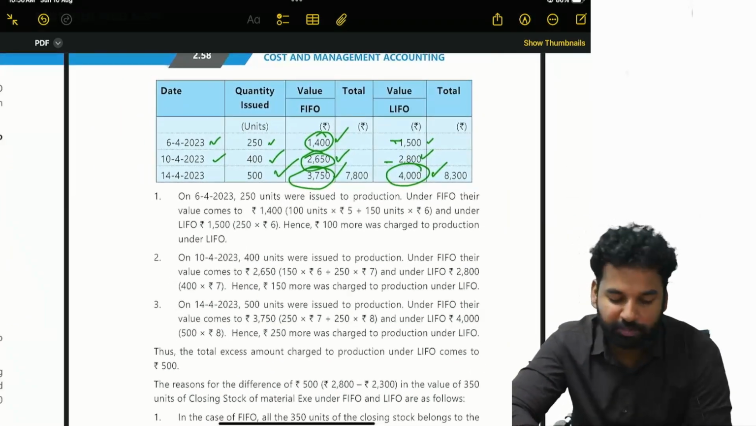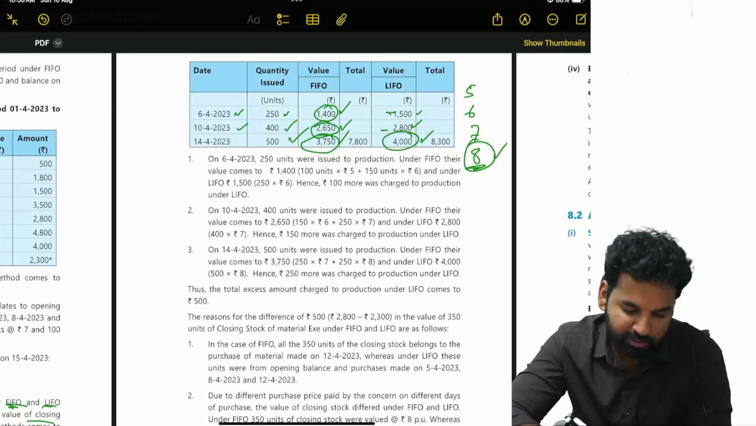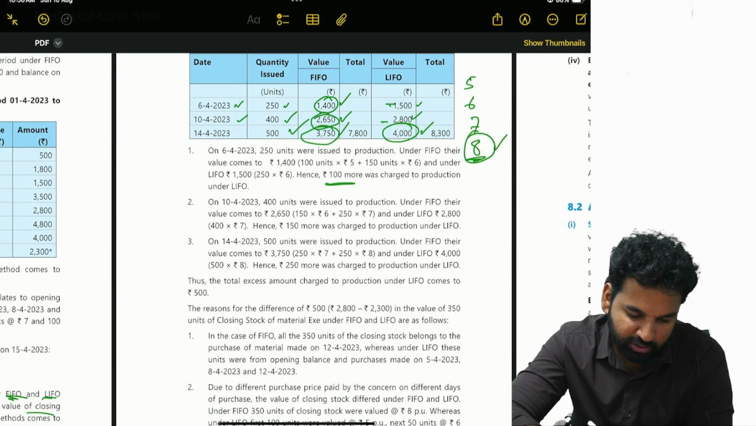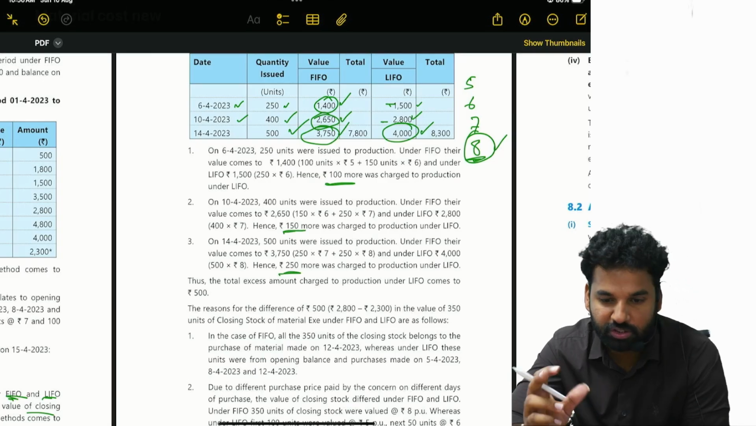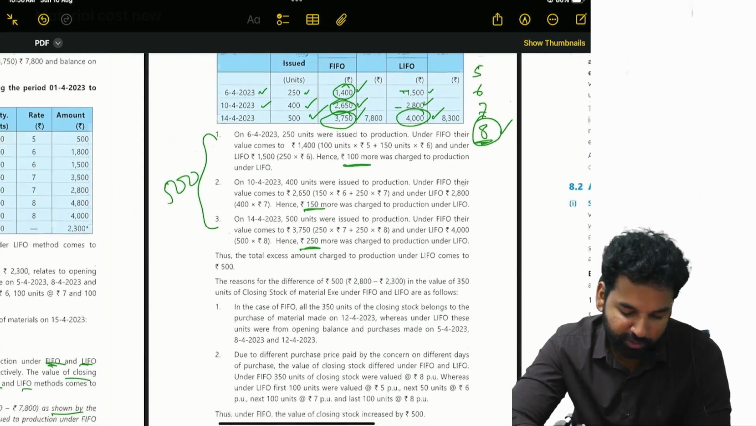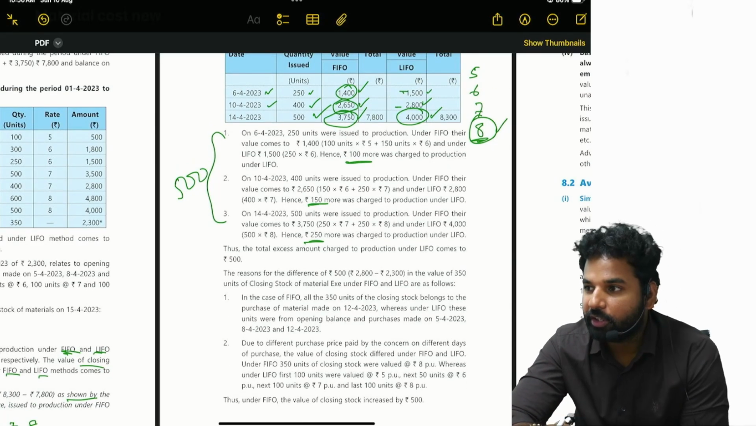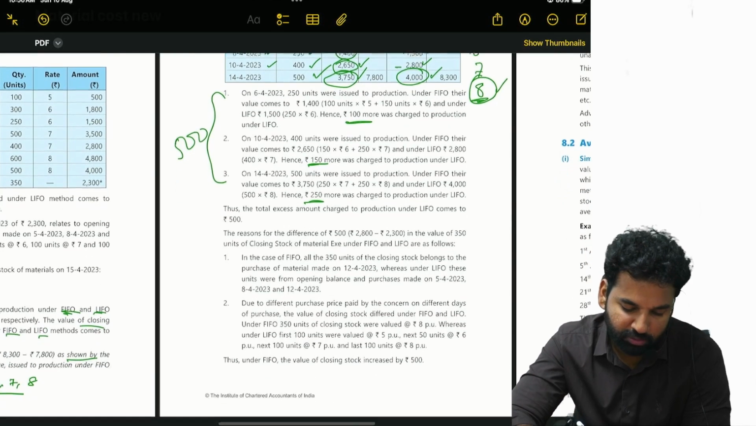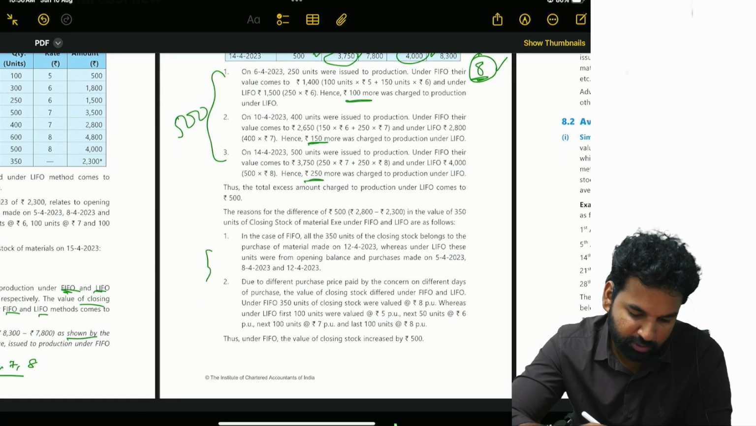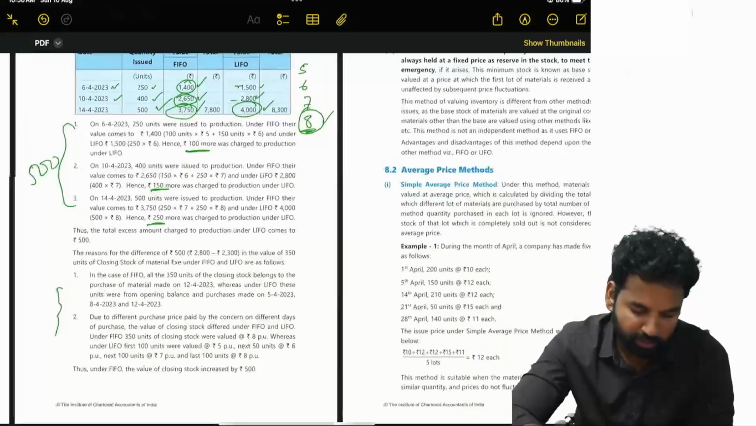As the prices are increasing, 5, 6, 7, 8, the recent price is being adopted under the LIFO method. So that's why this difference is arising. Here there is a change of 100 rupees, in the next case a change of 150 rupees, and in the next case a change of 250 rupees. 100 plus 150 plus 250 comes to 500 rupees. The total difference in the material issues will obviously be reflected in the closing stock. So the same is the case with material stock also. There will be a difference in the pricing. So that is the difference.